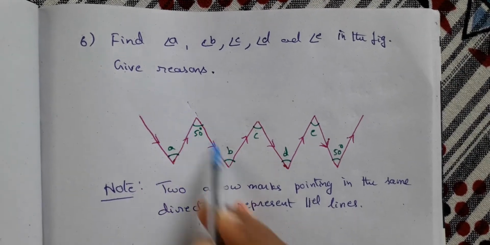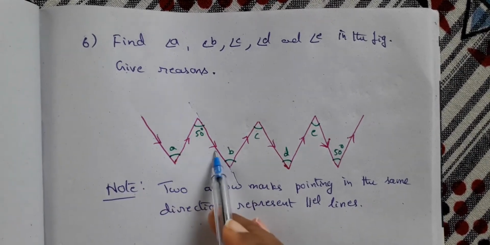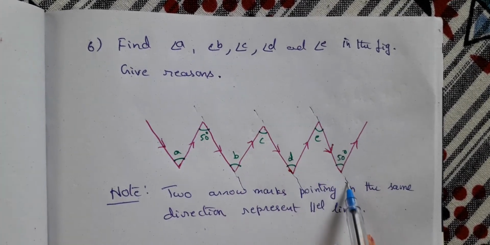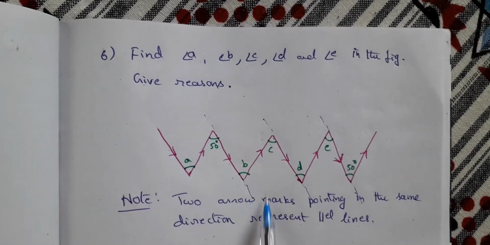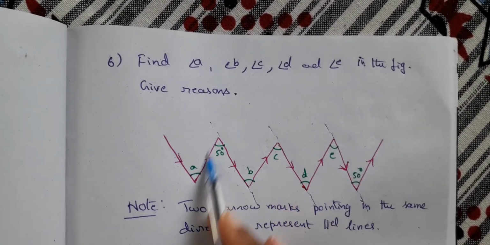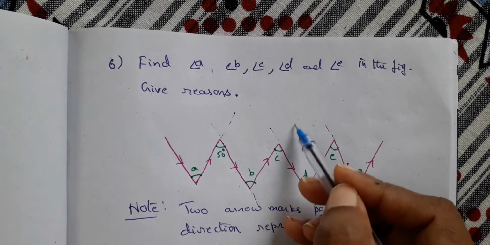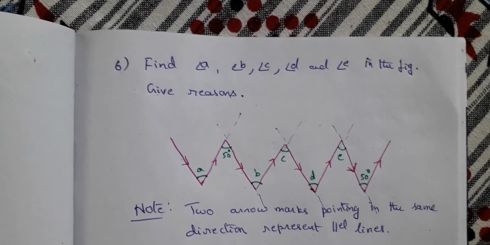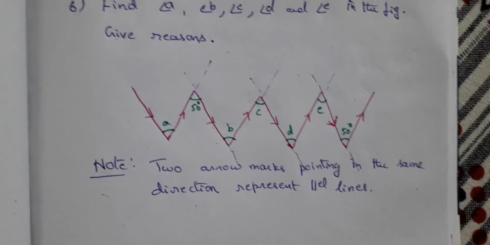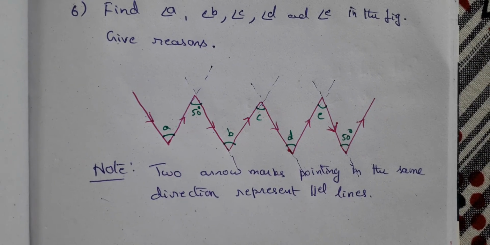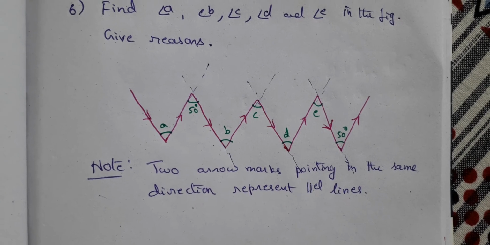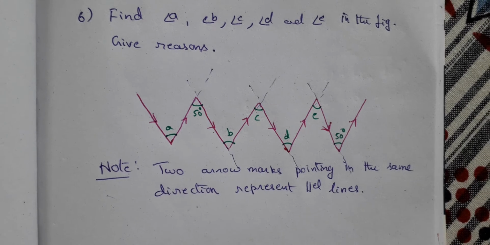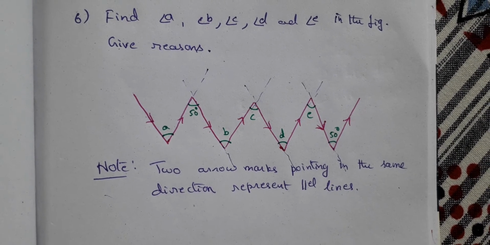See? So these two form parallel lines. So these are all parallel lines, is it not? And these are parallel lines. Again, if you extend these lines, you can see that. You can visualize it very easily. So that is what he gave in the note also. Two arrow marks pointing in the same direction represent parallel lines. Okay, done. So we have got parallel lines here. Now what is our job to find? Angle A, B, C, D, E.